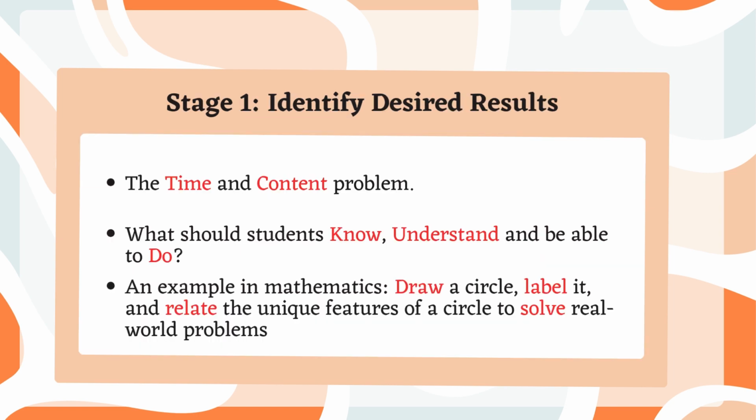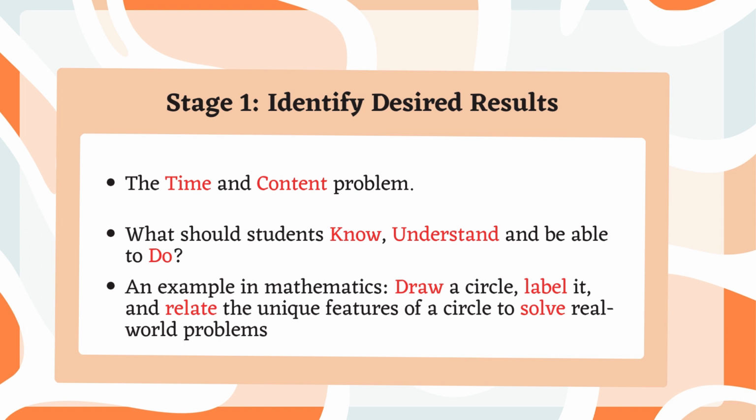So the first stage of Understanding by Design, UBD, focuses on identifying desired results. That in the quest to plan effective instruction, we need to identify the desired result. What is the desired result that instructors want? This tries to answer the time and content problem. The time problem refers to the fact that we have a short time to cover a lot, and the content problem refers to the fact that there is so much to cover.